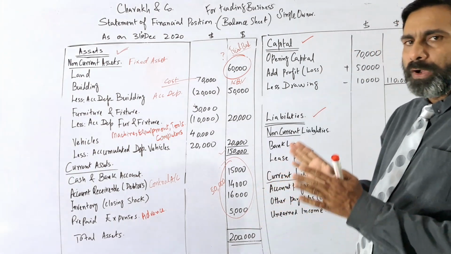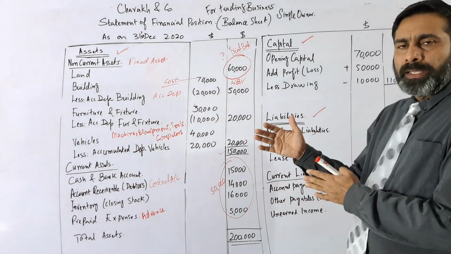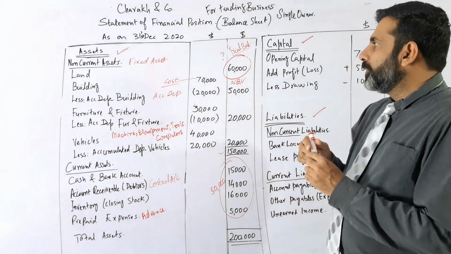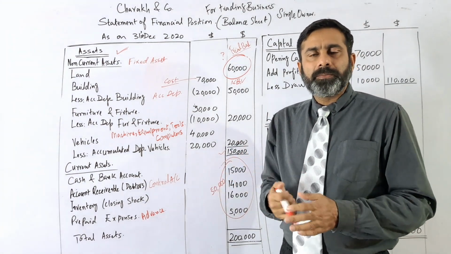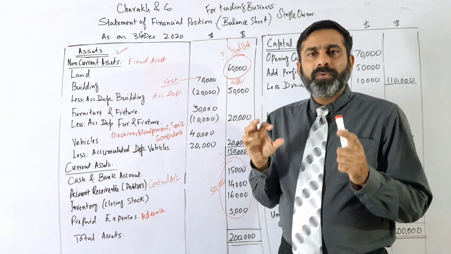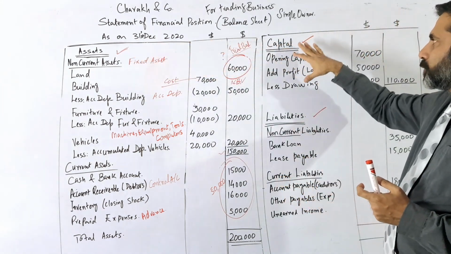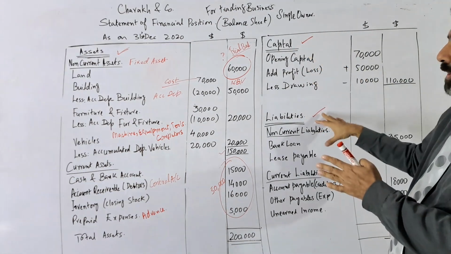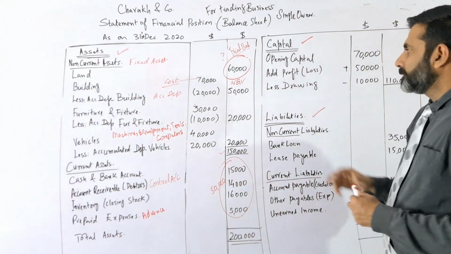So now we will move on to the capital and the liability. If you remember, we have the statement of financial position and the income statement, but the main focus is the basic accounting equation. So assets are equal to the liabilities and the capital. If we total the capital and the liabilities, it should be equal to the assets. Now we move into the capital.